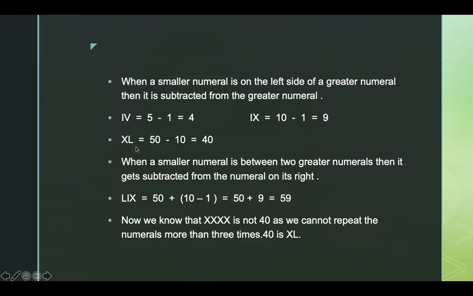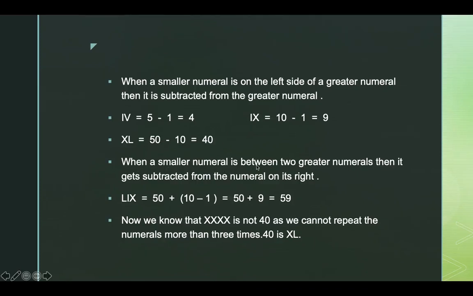This is XL. The greater numeral is L. The smaller numeral is X, which is written on the left hand side. So children, again we subtract the value of the smaller numeral from the value of the greater numeral. The value of L is 50 and the value of X is 10. So we have 50 minus 10, that is 40. This is the way we get the value of Roman numerals or Hindu-Arabic numbers.